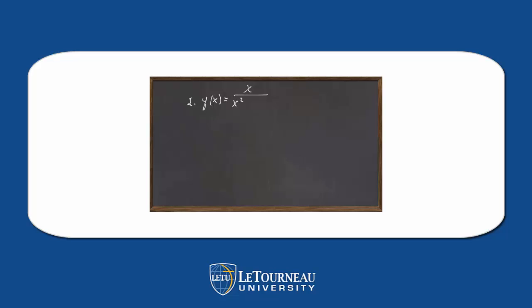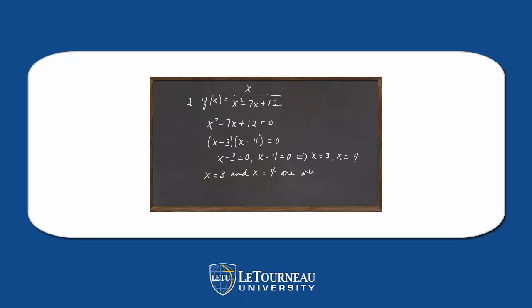f of x equals x over x squared minus 7x plus 12. We need to factor the denominator and see where it equals 0. When we factor it, we get x minus 3 times x minus 4 equals 0. So x minus 3 equals 0 and x minus 4 equals 0, so x equals 3 and x equals 4. These are both vertical asymptotes. In other words, the function is going to approach them, but it will never cross them. A function will never cross its vertical asymptotes.